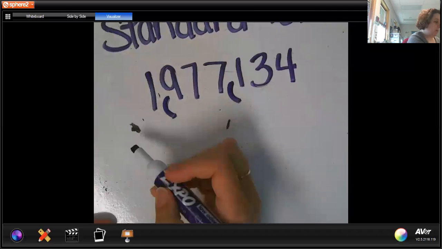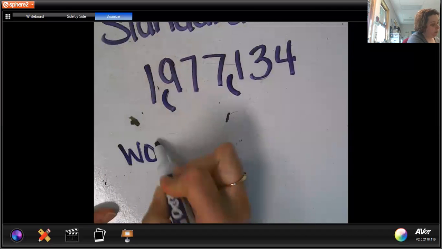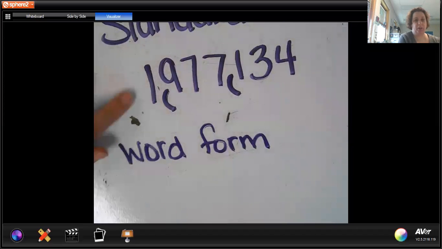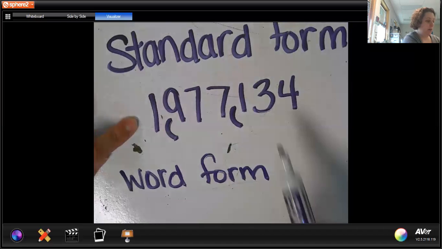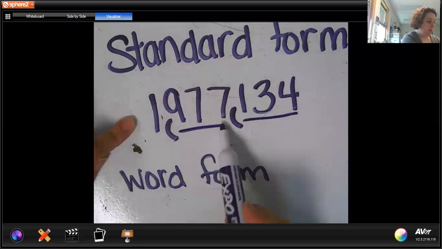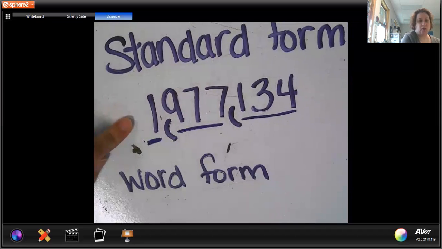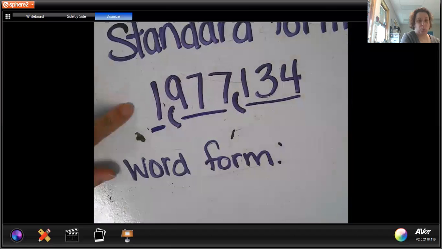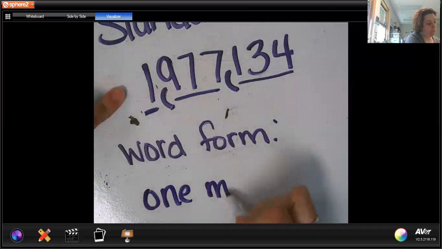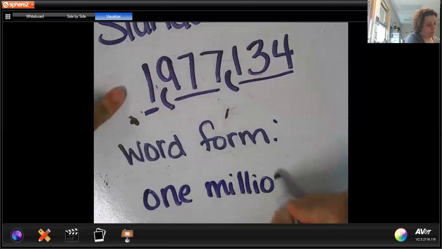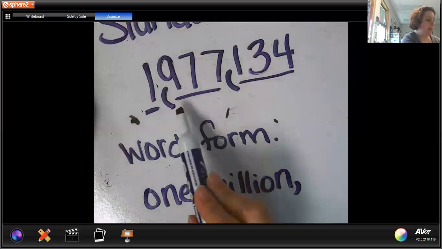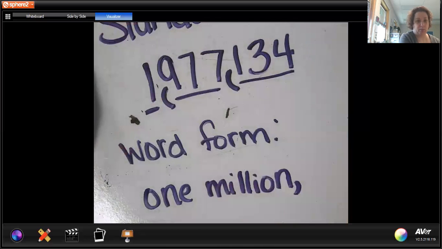I'm going to go to word form next. And I go in the order that I read it, starting with the biggest part of the number. So I have 3 different periods here. I have the hundreds, tens, and the ones. That's the first period. This is the thousands. This one has a million. So my word form is going to start with the biggest one, and that's 1 million. Then I'm going to move on to the next period for the thousands. There are 977 thousands in this number.